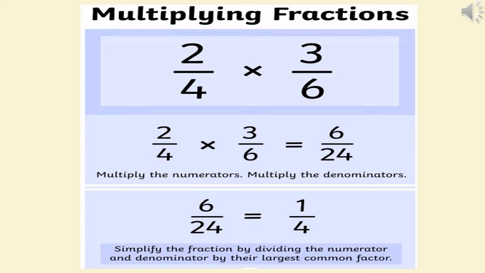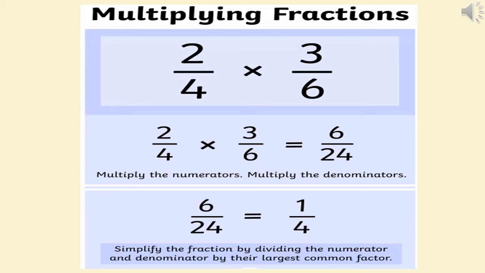So how do we multiply fractions? Here's an example to help. It's very simple. First, we multiply the numerators. That's the top numbers. In the example, that would be 2 times 3. 2 times 3 we know gives us 6. So 6 is our new numerator.